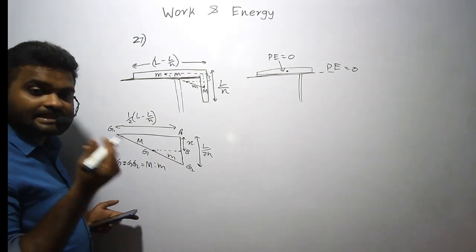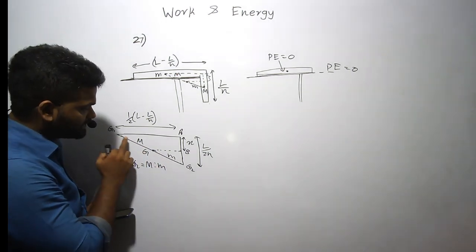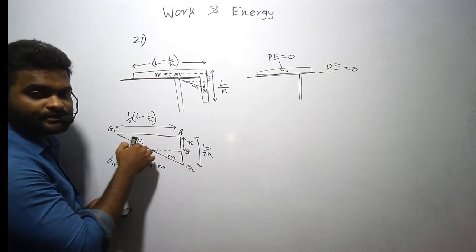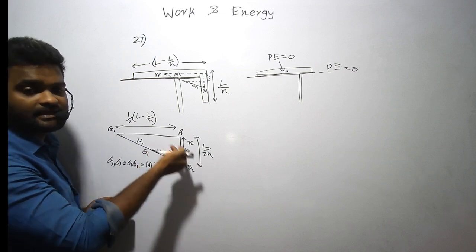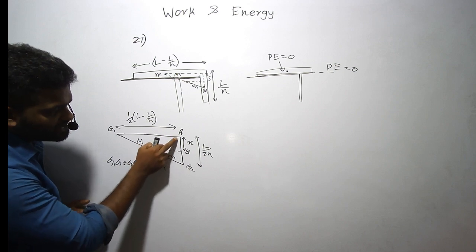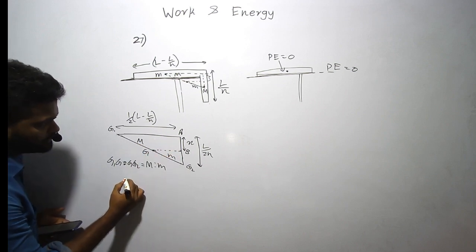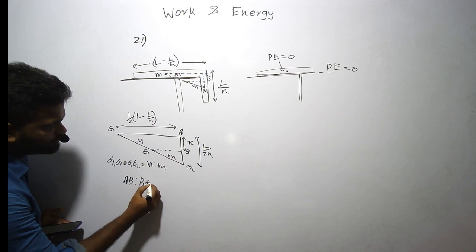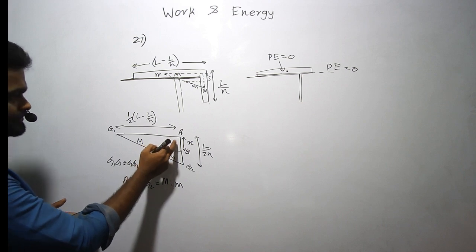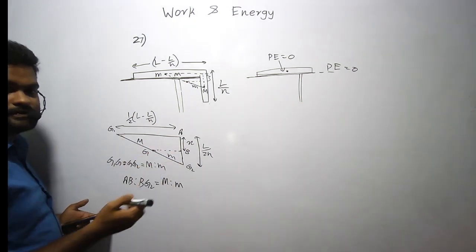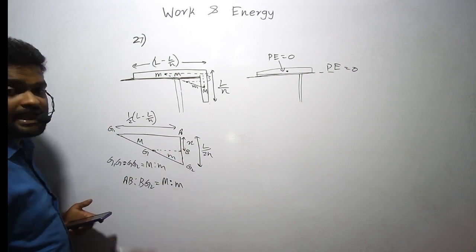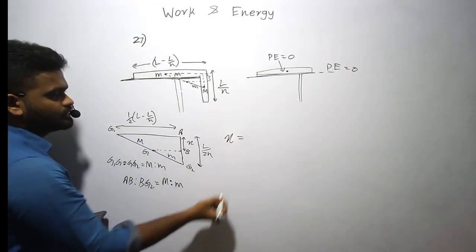If you think about similar triangles, these two are similar triangles, right? This one and this small one. They have the same angle, so they are called similar triangles. So if this is the ratio capital M to small m, here also the ratio should be capital M to small m. So AB to BG2 is capital M to small m. Same ratio because of similar triangles. Right? Then what do we need? We need x.